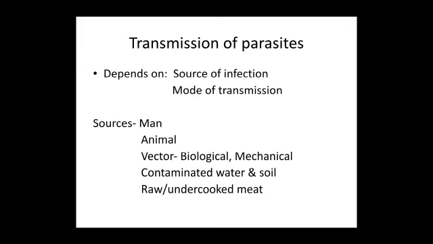Water contamination examples are cysts of Entamoeba histolytica and Giardia. The other source could be raw meat or undercooked meat. Examples of these are your Taenia infections, wherein you have Cysticercus cellulosae from the pork and Cysticercus bovis from the cattle.